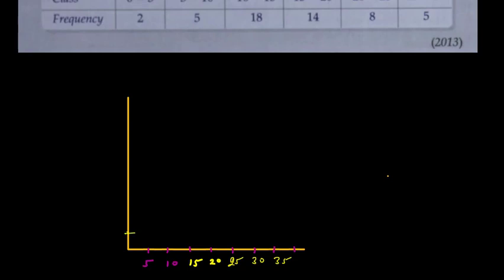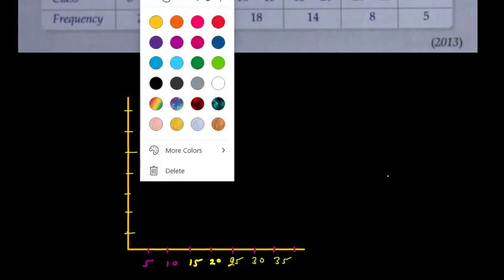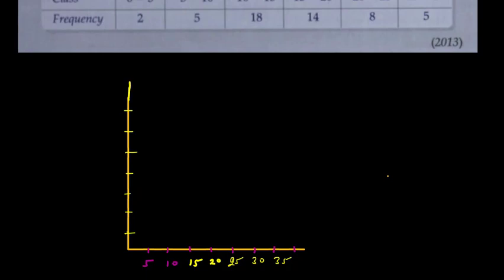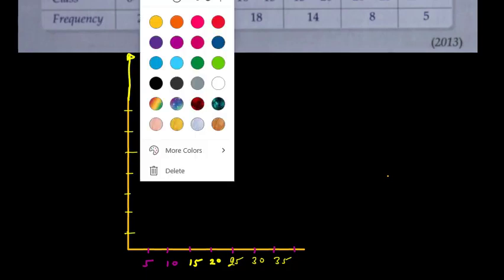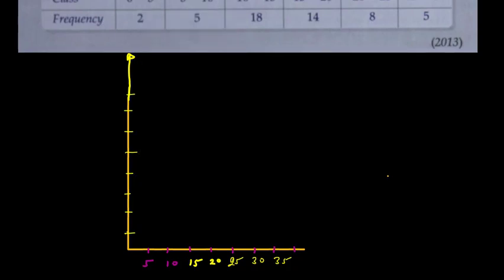In the same way, on equal intervals we will mark the points till 18. We have to find the values: 2, 4, 6, 8, 10, 12, 14, 16, 18. I can extend this line till here, and two more values I will mark here, 1 and 2. So this is 2, 4, 6, 8, 10, 12, 14, 16, 18.